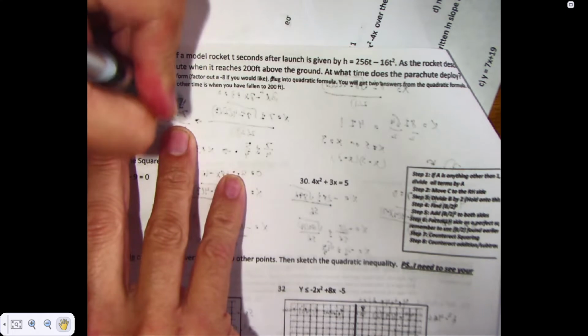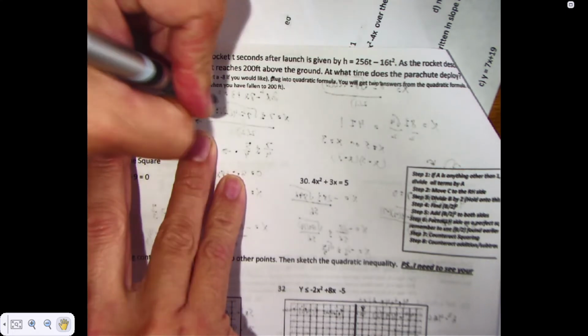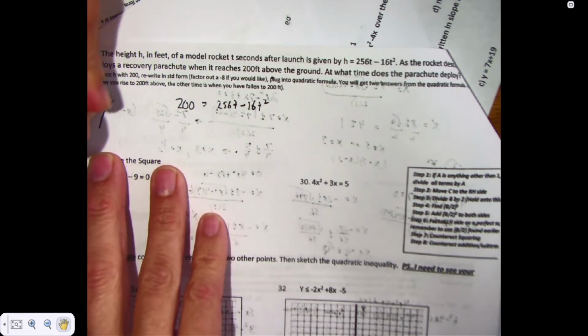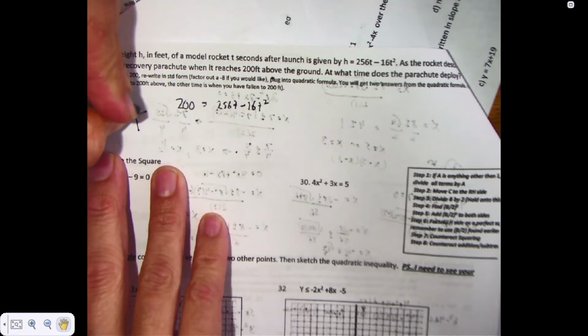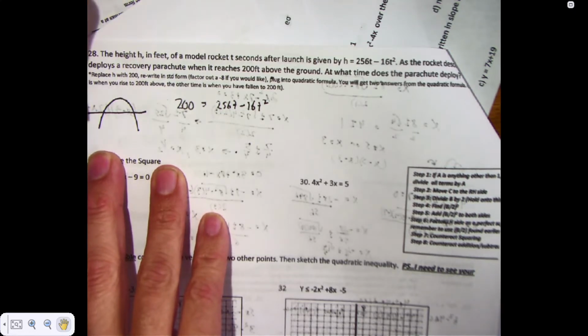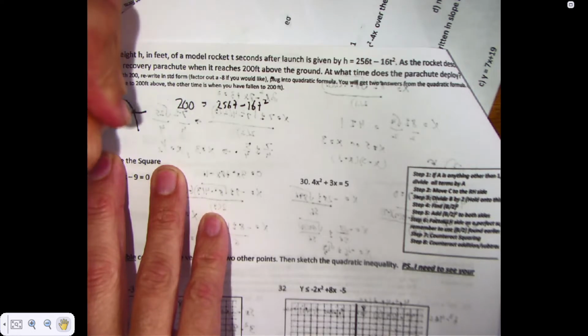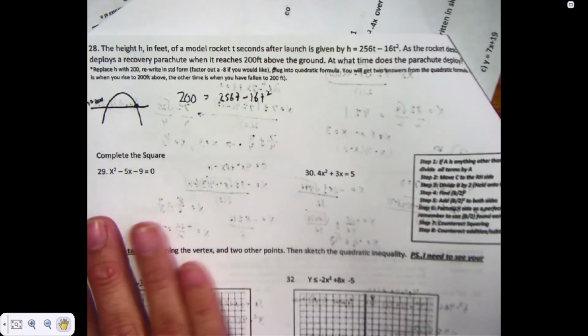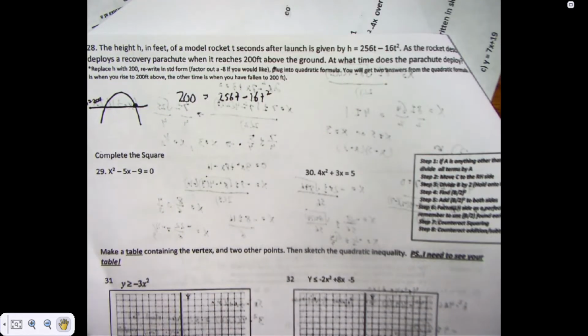So the height that this is going to happen at is 200. If you need a better explanation than that, well, the rocket goes up and then the rocket comes down, and we're interested in where the height is 200. Right there. So that's why we're replacing the height with 200. I'll shift everything left on this one.